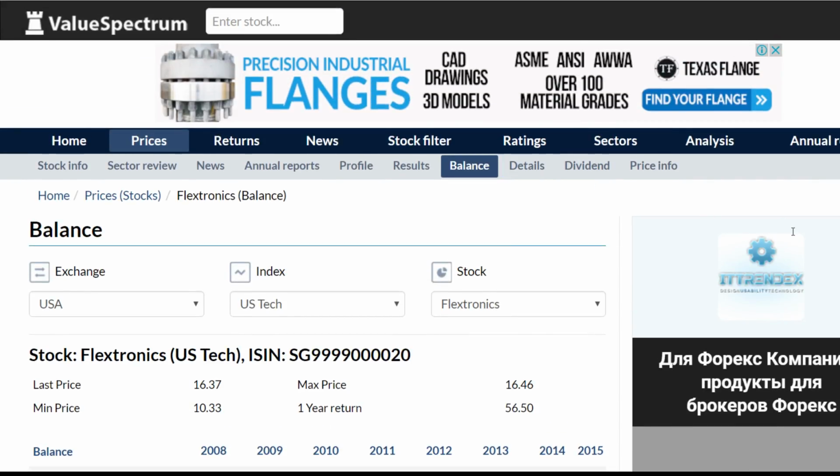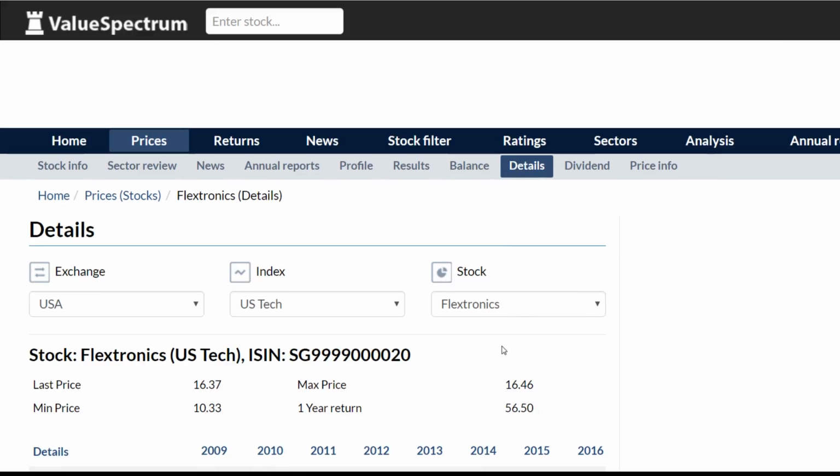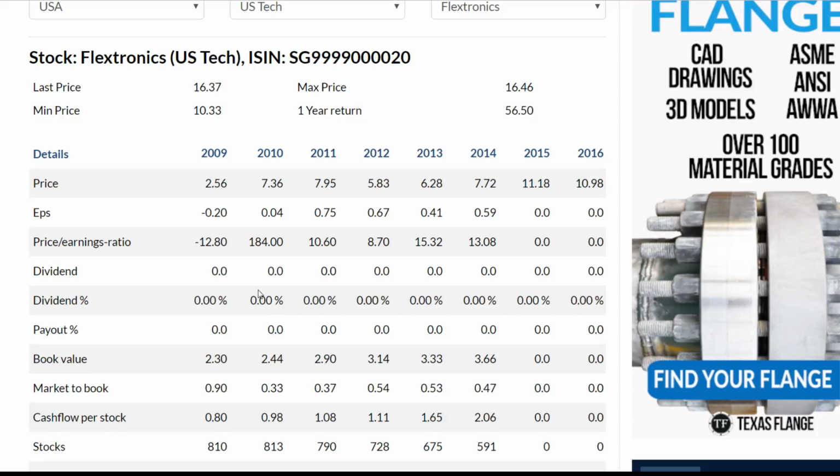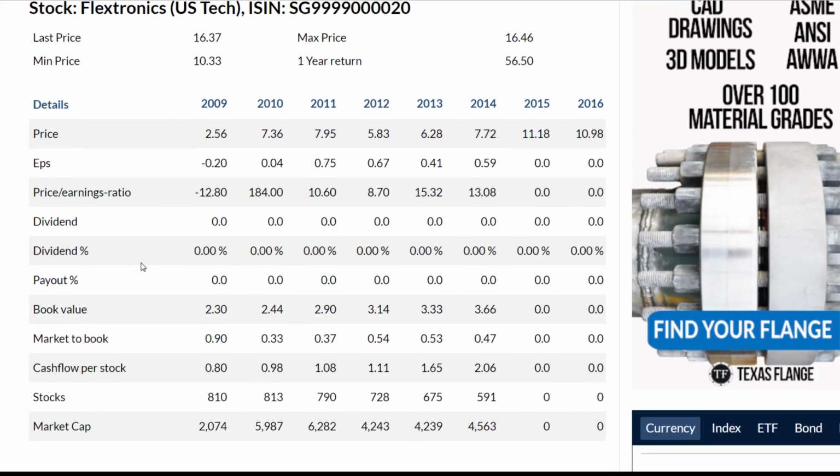If you look at the details page, you will see all the information you need about price, earnings per share, price earnings ratio, etc. Company had the negative earnings per share equal to 0.20 in 2009, and the highest earnings per share equal to 0.75 in 2011.